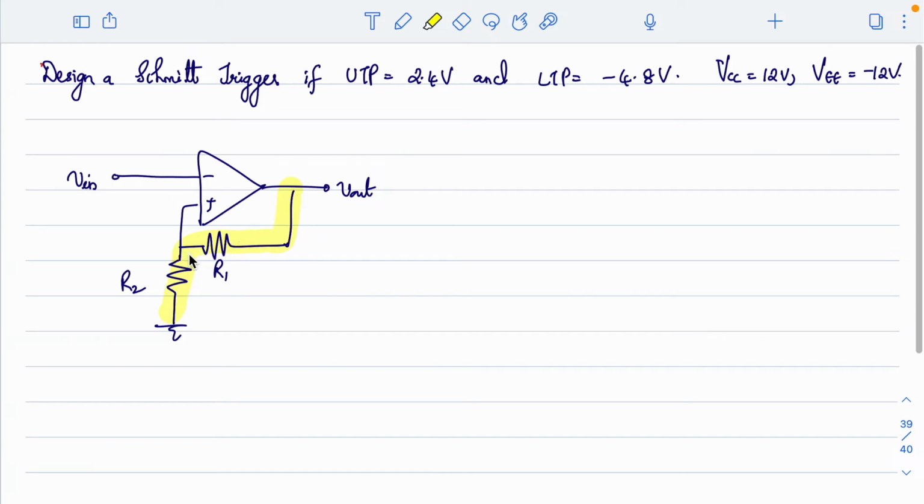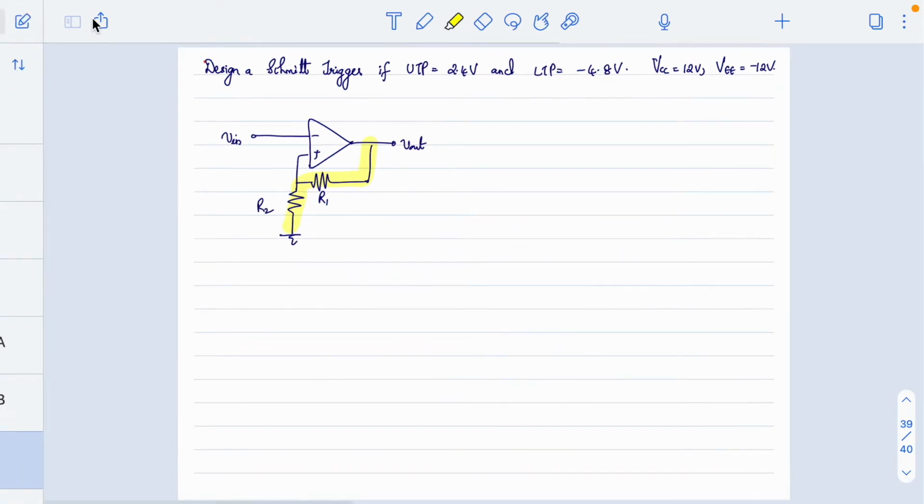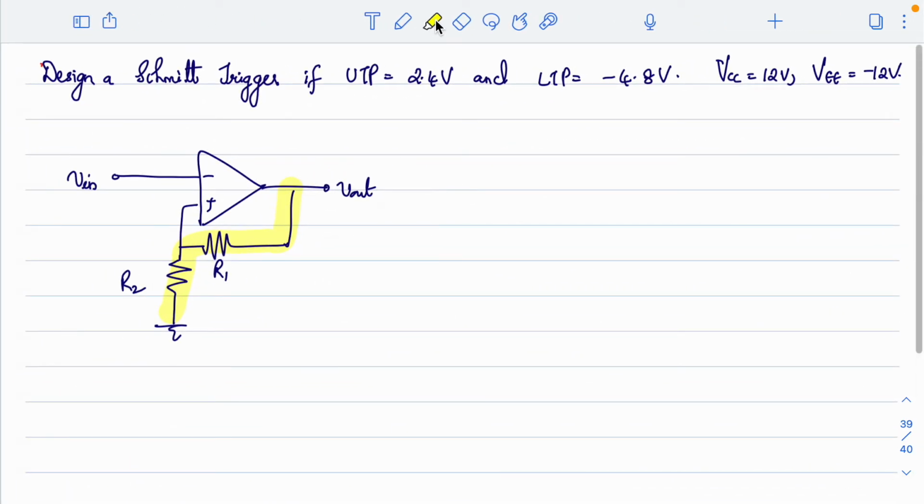Now we have two equations, but since both equations are the same, only with a polarity difference, the only possibility is to have equal threshold voltages with opposite polarity. There is no other possibility with this simple circuit. So what is the requirement? How can I write UTP? UTP is equal to plus Vsat, which is 12 into R2 by R1 plus R2, and LTP is equal to minus 12 into R2 by R1 plus R2.